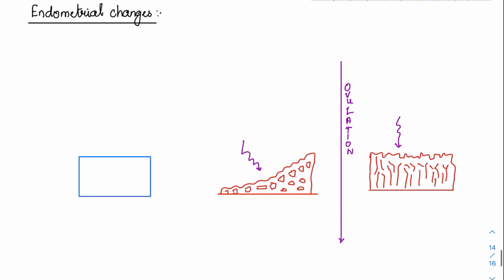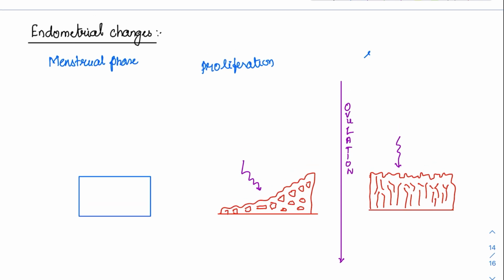Then finally coming to the menstrual or the endometrial changes. These endometrial changes happen in three different phases. The first phase is called the menstrual phase. Whenever there is a flow of menstruation, that is the menstrual phase. The second phase is the proliferation phase. Here there is proliferation of the entire vasculature present in the endometrium. The third phase is called the secretory phase. Here lots of secretions are going to happen.